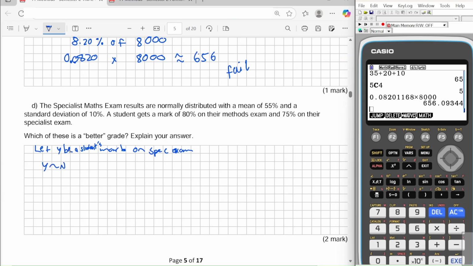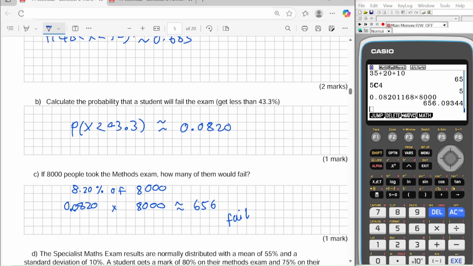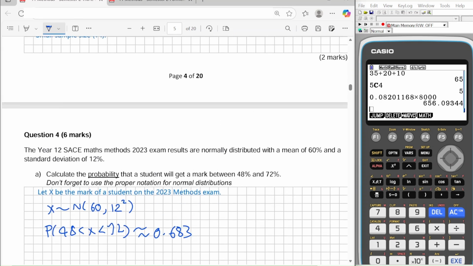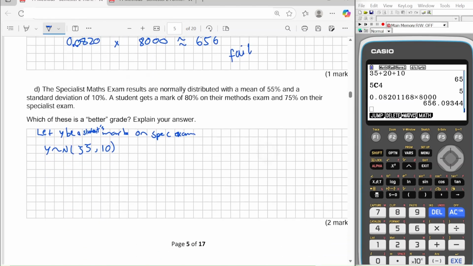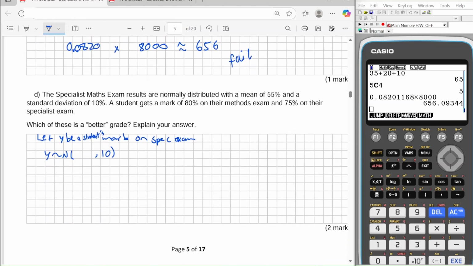So y is also distributed normally. It's got a mean of 55, so a bit lower, and a standard deviation of 10, so again a little bit lower. So you can imagine that maybe the spec students are having more trouble on the exam, but they're also more consistent on the exam, so they're less variant. The probability that we do better than this student, so 75 roughly equals, and then we'll also look at methods, and we'll look at the probability that x is greater than the methods mark, so 80 roughly equals.